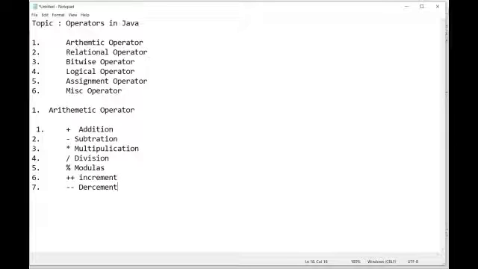All of these operators exist as binary operators. That means plus will have two operands and one operator, minus will have two operands and one operator, and similarly for the others. But some operators within this category also fall under unary operations, like subtraction, and plus plus and minus minus are also unary operators. Let us see some examples related to these arithmetic operators.